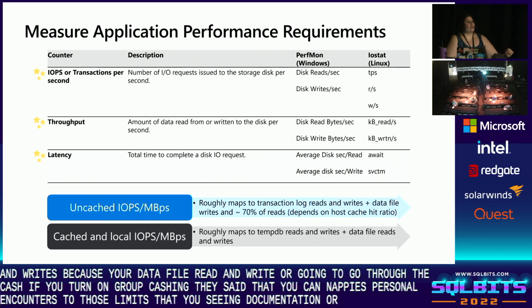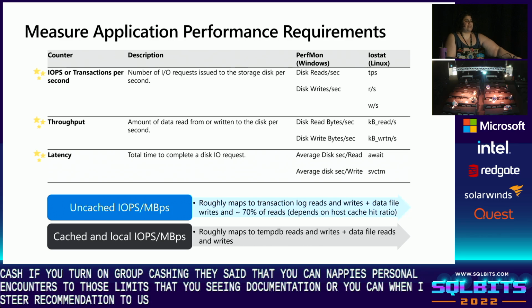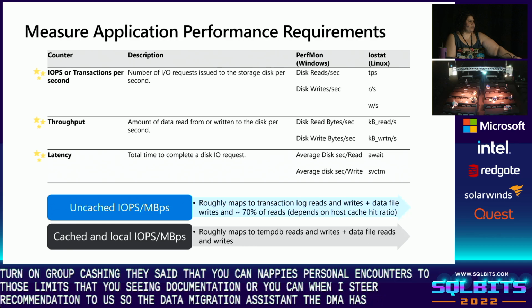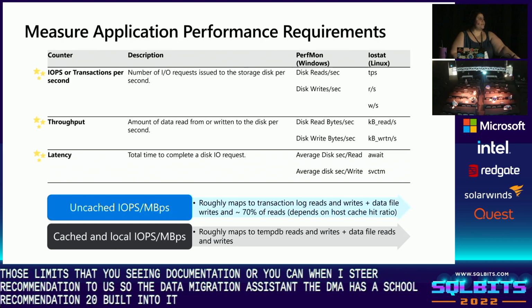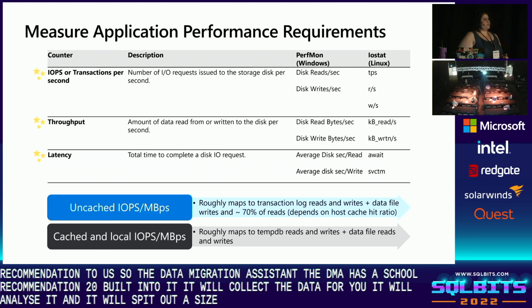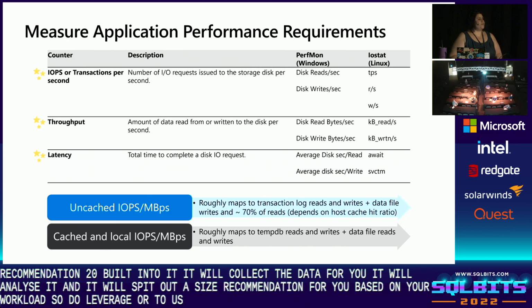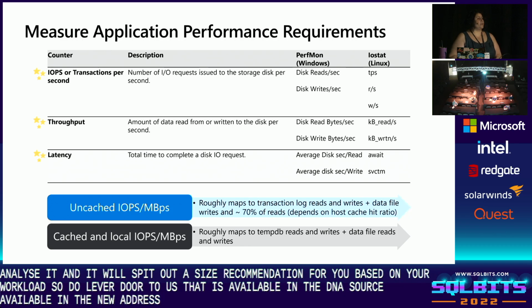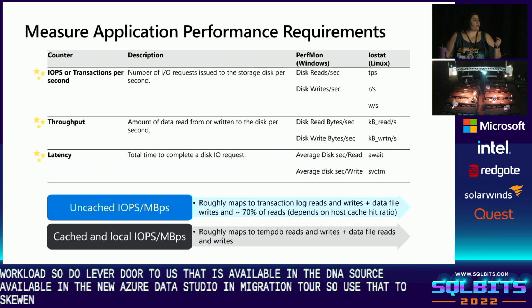Or you can run our SKU recommendation tool. So the Data Migration Assistant, the DMA, has a SKU recommendation tool built into it. It will collect the data for you, it will analyze it, and it will spit out a size recommendation for you based on your workload. So do leverage our tools. That is available in the DMA. It's also available in the new Azure Data Studio inline migration tool. So use the SKU recommendation tool, and that will help you spit out a VM size based on your numbers.